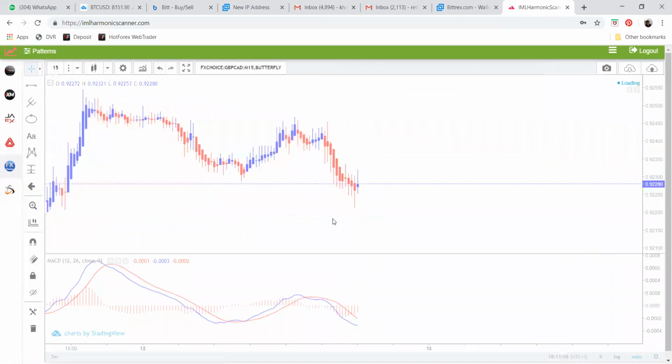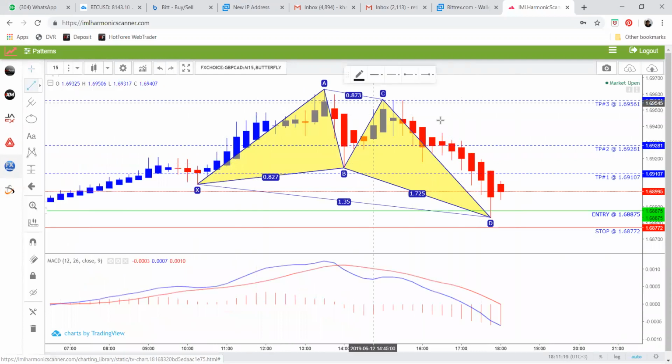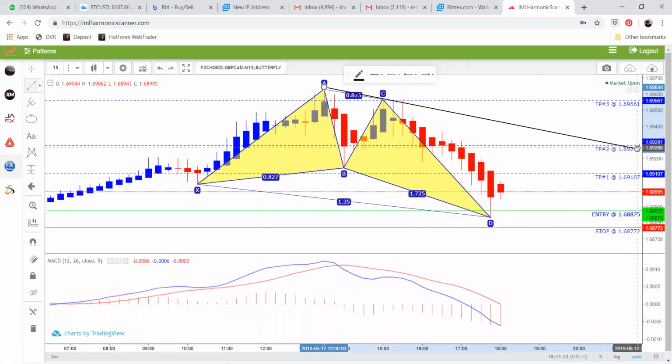GBP CAD. All right. Same here. Trend line in. And you can have multiple trends. Once again, touches in the market.